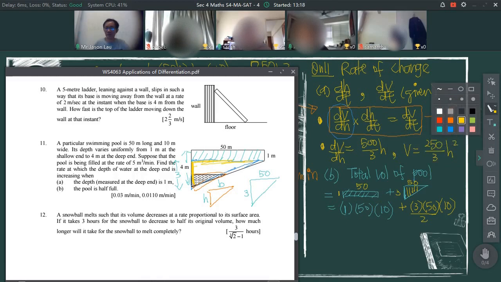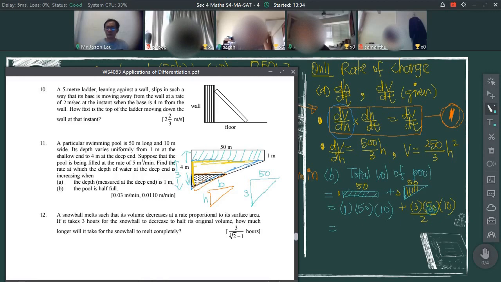Not a very big 10 meter. Quite small. 50 meter is the standard length of the pool. The standard width of a pool is 25 meter. So this is a bit small, a bit tight.